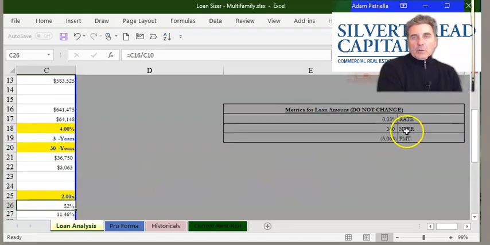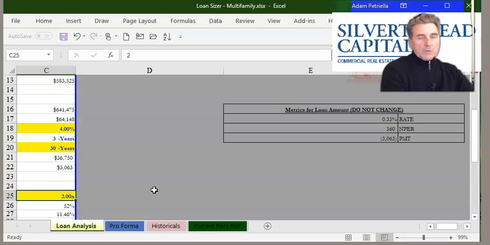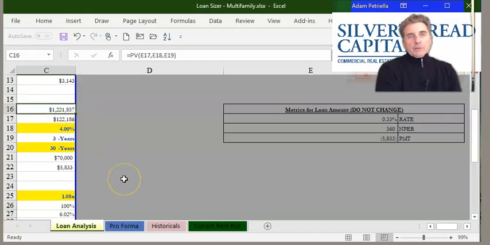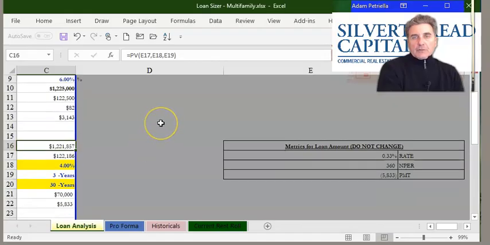A lower loan payment could be a good thing if you have enough equity to put down as a down payment. You'll see here in some great properties, let's say AAA tenants are in there, you might have a 1.05 debt coverage ratio, and your loan value pops up to $1,221,000. So that formula again is under formulas, financial, PV. It's a present value formula. Just remember that everything has to be by month.